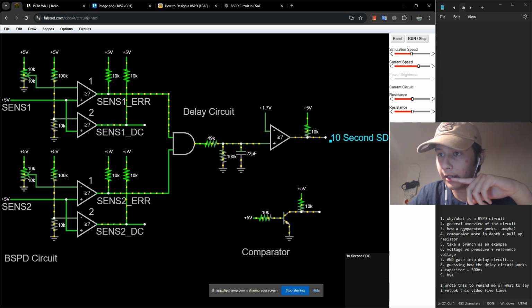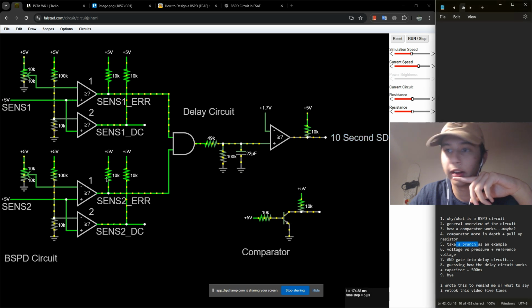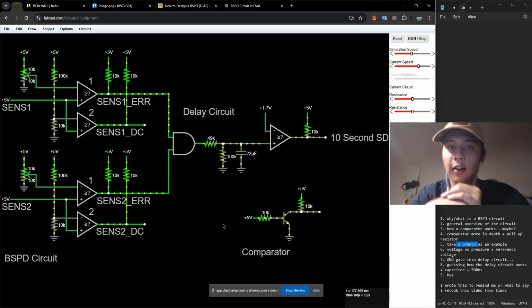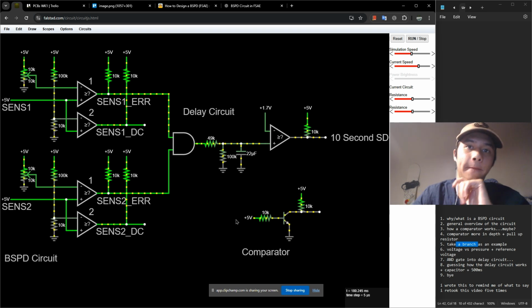All right, what next? All right, so let's actually talk about the BSPD circuit now.